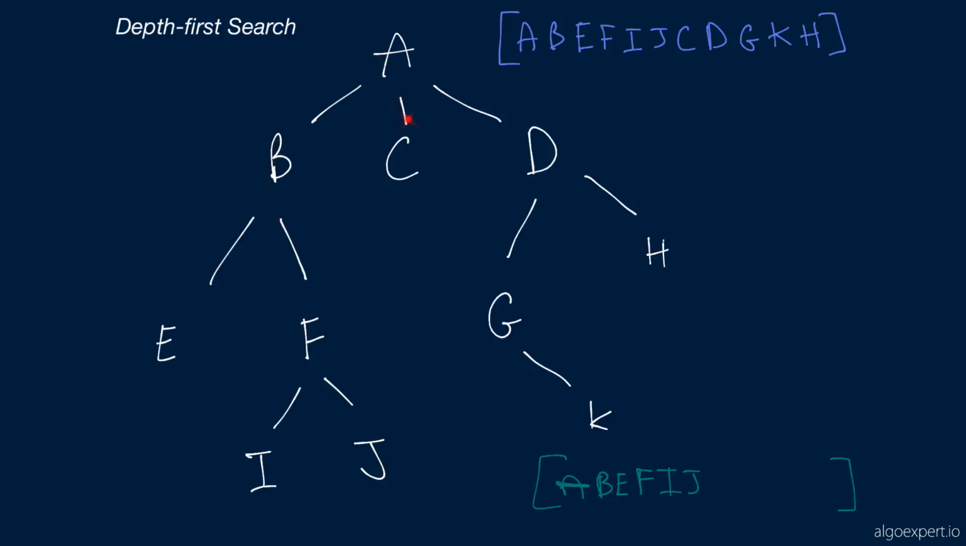We can climb all the way back up to C. So now we call depth first search on the second child node of A. We've explored this entire left part of the graph, and now we call depth first search on C. So we can add C to the array. C doesn't have any child nodes, so we move on to D. So add D to the array.